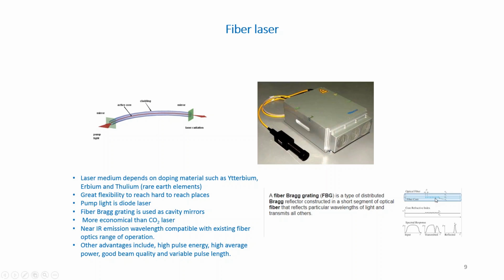You can see in this picture some lines have been produced in the core of the fiber, and they reflect only a certain wavelength. You can design them so that they reflect a certain wavelength. So basically, it acts as a mirror. Bouncing back and forth between the two Bragg reflectors, you can create a very intense laser beam. They usually work in the near infrared regime. The pump light is a diode laser.